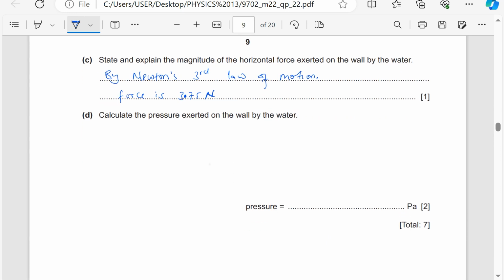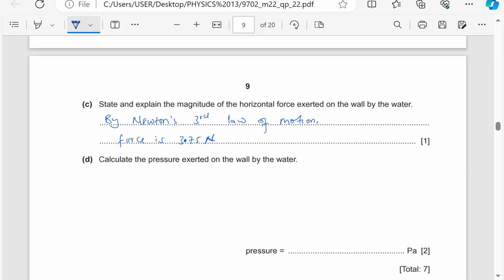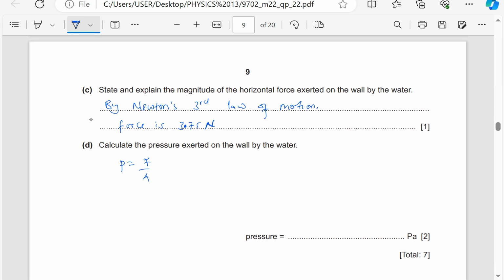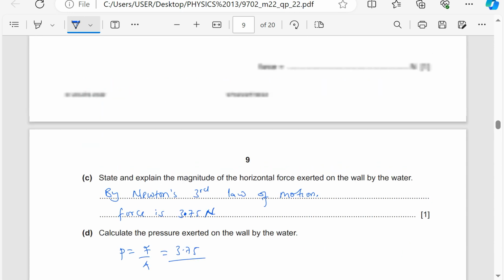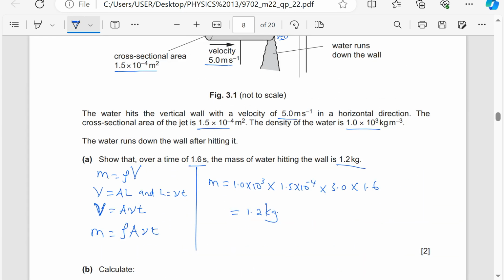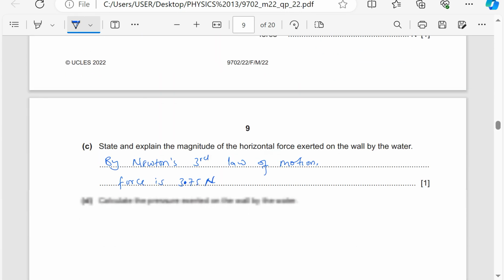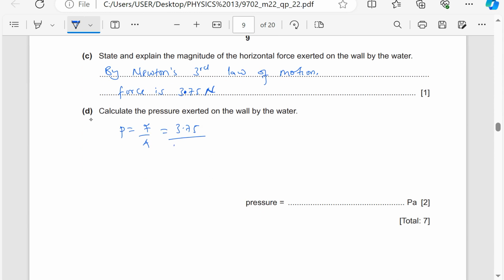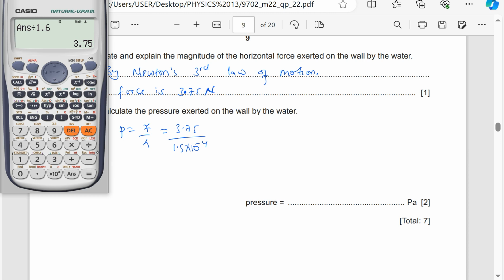Then calculate the pressure exerted on the wall by the water. So we know that pressure is equal to force over area. So the force is 3.75. Then the area where it hits is 1.5 times 10 to the power of minus 4. So divide by 1.5 times 10 to the power of minus 4.